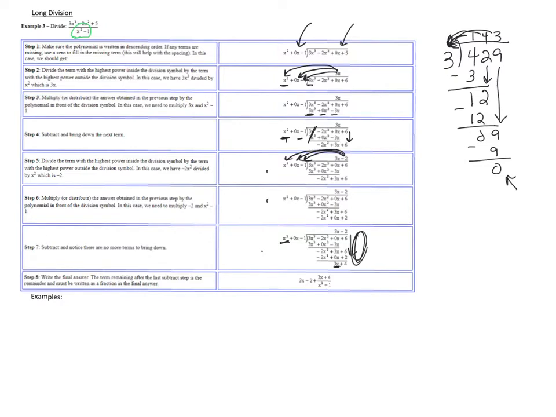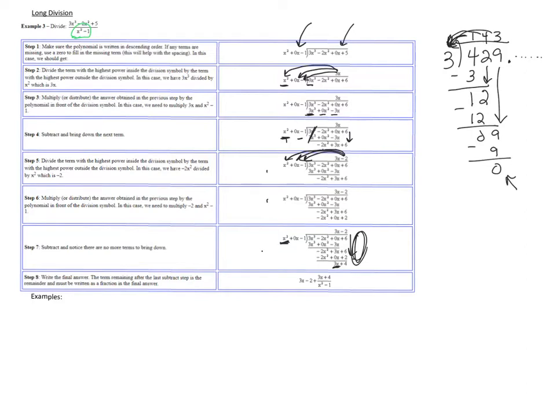Okay, remember in elementary school when there was nothing left to bring down, then we could put like a decimal and we could start adding things. But that doesn't exist in polynomial division. Okay, so when there's nothing left to bring down, or you notice x squared, I can't multiply anything by x squared to get just a 3x, there's no way to go backwards like that. Then we've got our answer.